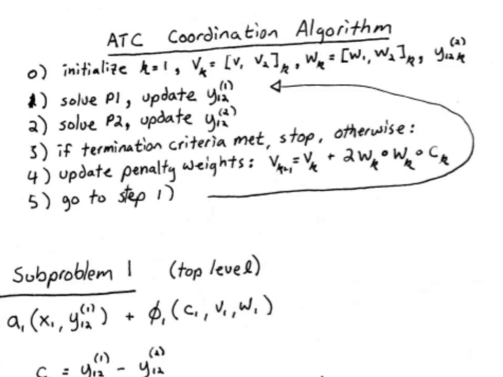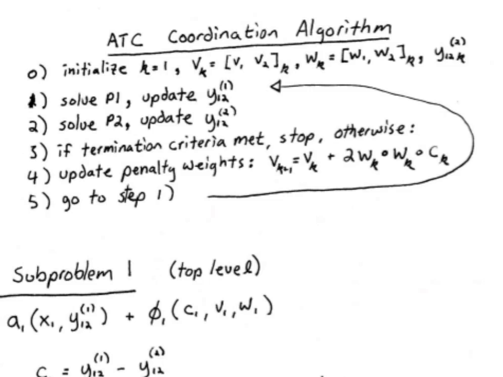In this version of the ATC coordination algorithm, we will solve the subproblems in sequence. First subproblem 1, and then subproblem 2. Recall that subproblem 1 requires y12 superscript 2 as an input, which is calculated by subproblem 2. Since we haven't solved subproblem 2 yet when we're starting the ATC process, we need to choose a reasonable initial guess for y12 superscript 2 so we can solve subproblem 1. This initial guess needs to reflect a realistic value, as it will influence the target set by subproblem 1.